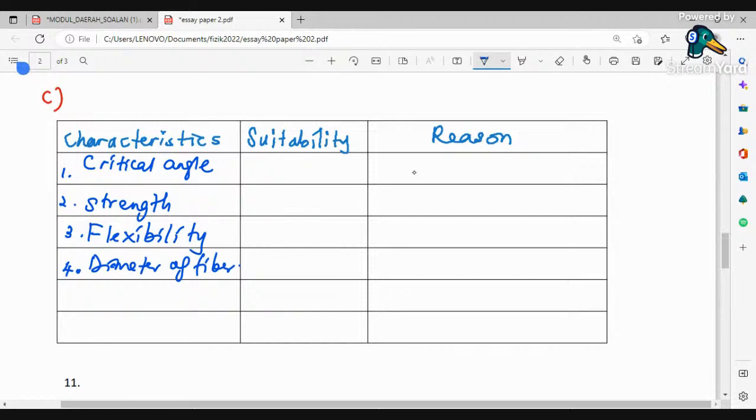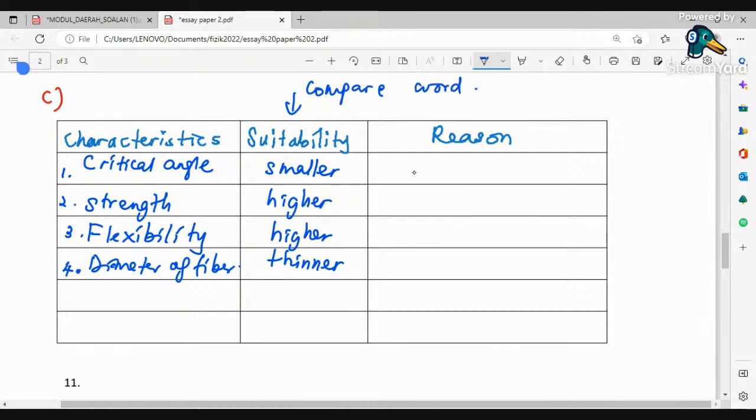Or optical fiber. Suitability: critical angle just now, smaller. Strength, higher. Flexibility, higher. Diameter of fiber, thinner. As I mentioned earlier, you are comparing between PQRS, then you make your decision like this. Reason for the first one.